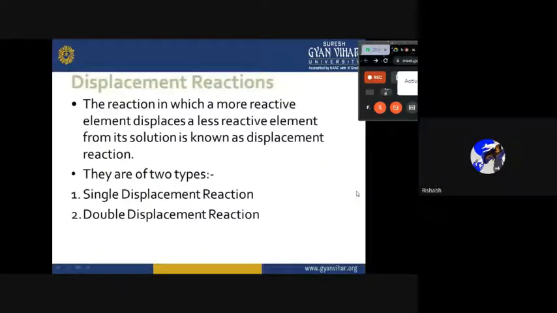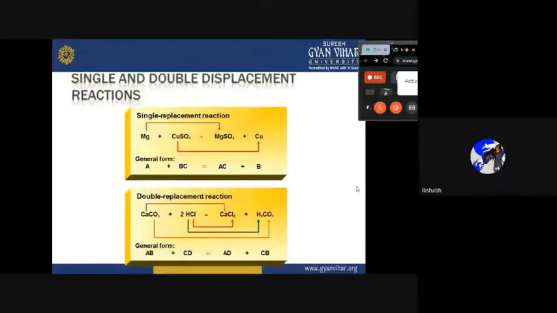Then comes the displacement reaction. In these types of reaction, a particular element on the reactant side is replacing another element in a compound. The reaction in which a more reactive element displaces a less reactive element from its solution is known as a displacement reaction. They are of two types: single displacement reaction and double displacement reaction. In these pictures, there are examples of both.